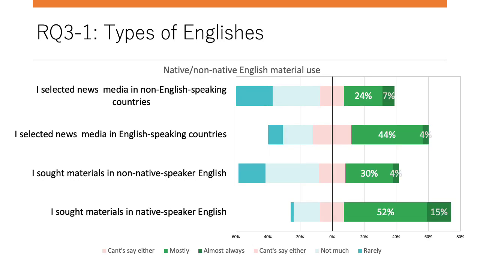So then, what types of English did the students listen to for this activity? That was my research question 3. In fact, when asked about how they picked materials, they revealed a clear preference for native speaker English to non-native speaker English. While about a third of the students constantly tried to listen to non-native varieties of English, more than half said they usually sought native speaker English materials.